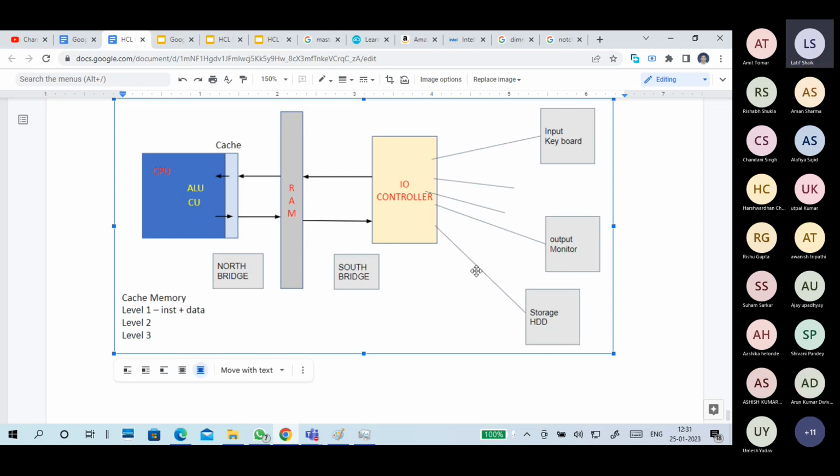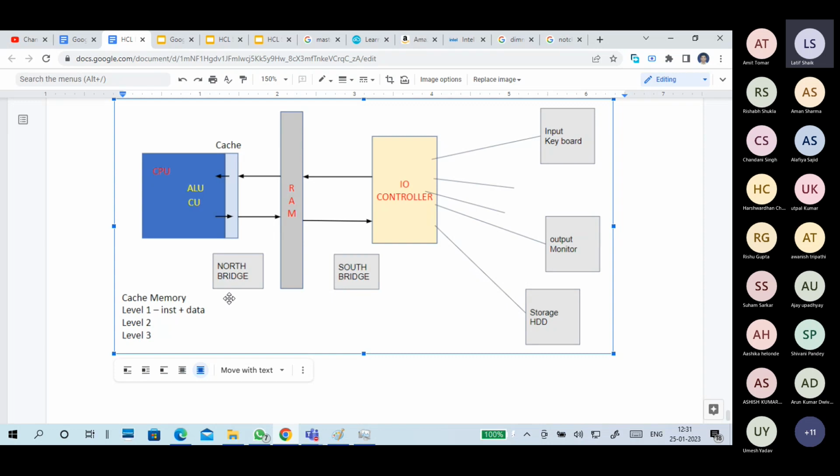Guys, in cache memory we basically have 3 levels: level 1, level 2, level 3. Level 1 is very near to the CPU, then level 2, then level 3. It's like a layer type only. Also, every cache memory has two parts: an instruction cache and a data cache. Data loads into the data cache, instructions load into the instruction cache. It means one cache memory is split into two parts.